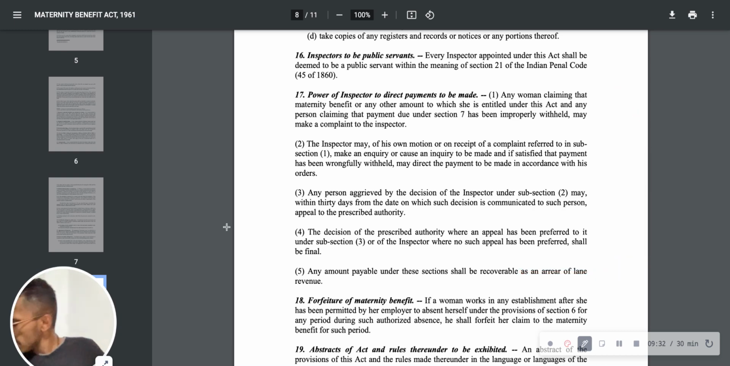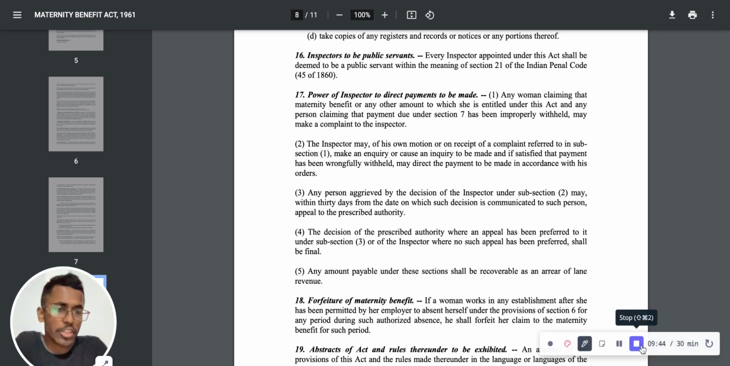That's it. So that's all, guys. From section 10, 11, 12, 13, 14, 15, 16, 17, we have just done a quick revision of this Maternity Benefit Act. Please do read the bare Act, because in the future, when you go into practice or as a law student, it can help you a lot.